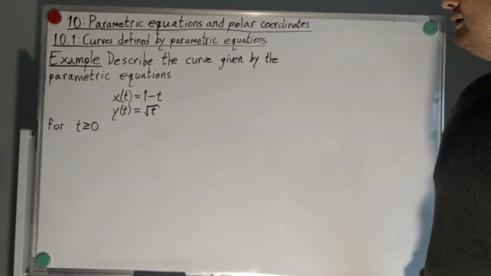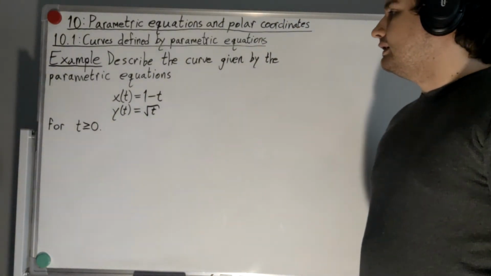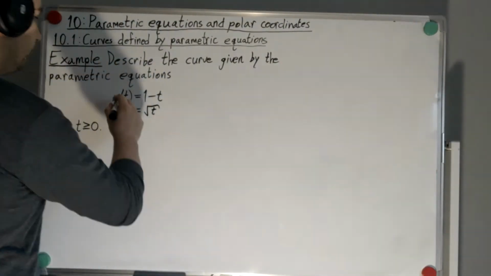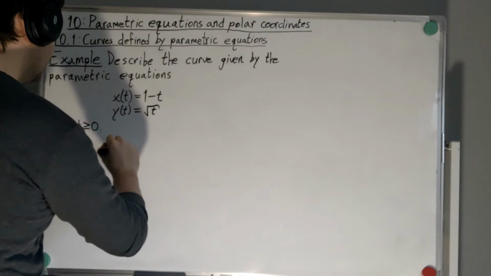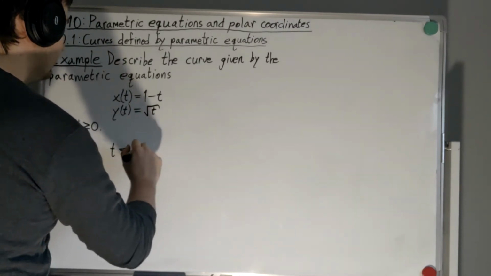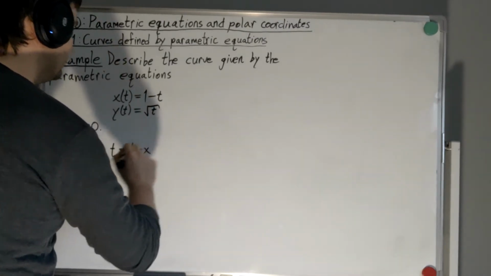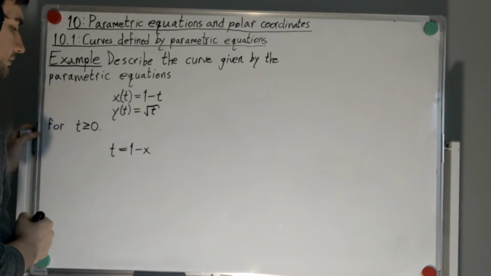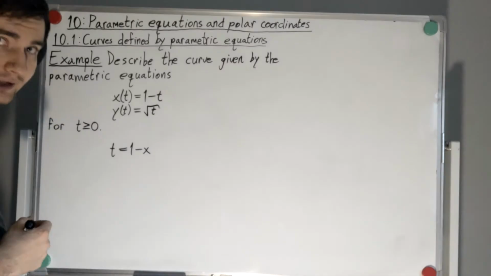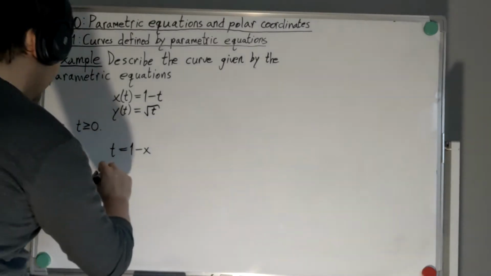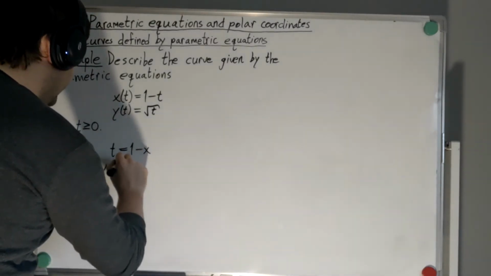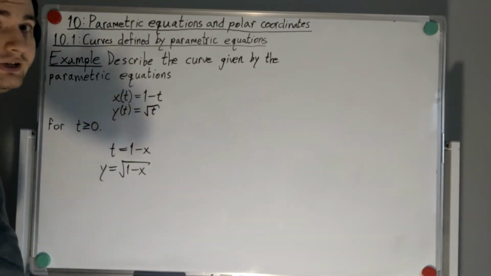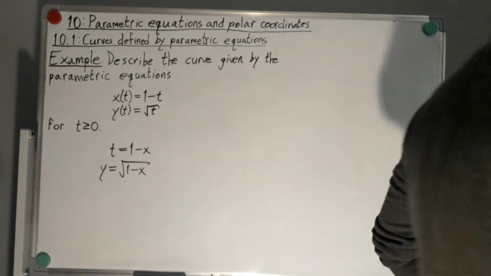Now in this case, let's take a look at this for a second. You can rewrite this first equation as t equals 1 minus x, right? Okay, now y is the square root of t, so that means that y is the square root of 1 minus x. And so that is a Cartesian description of the same curve.